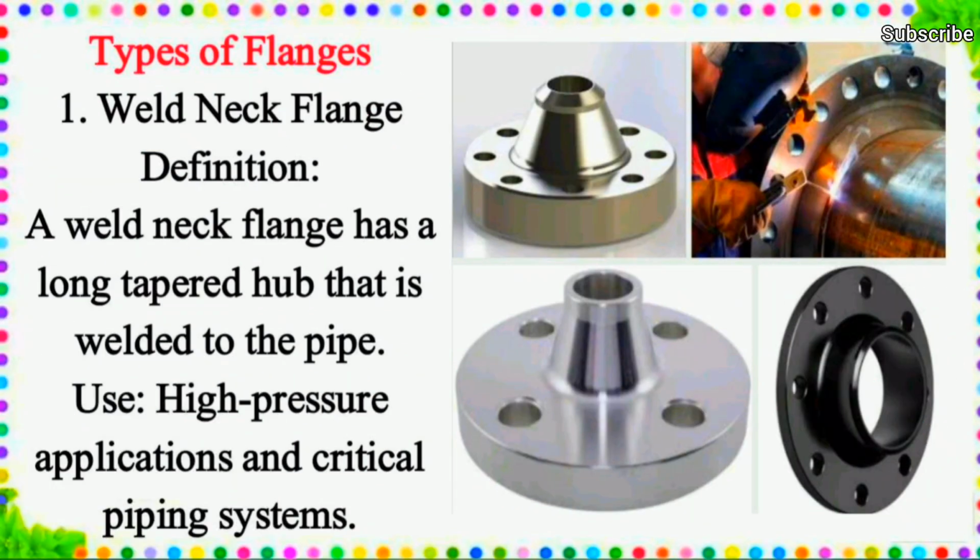Types of flanges. Weld neck flange. A weld neck flange has a long tapered hub that is welded to the pipe. Used in high pressure applications and critical piping systems.